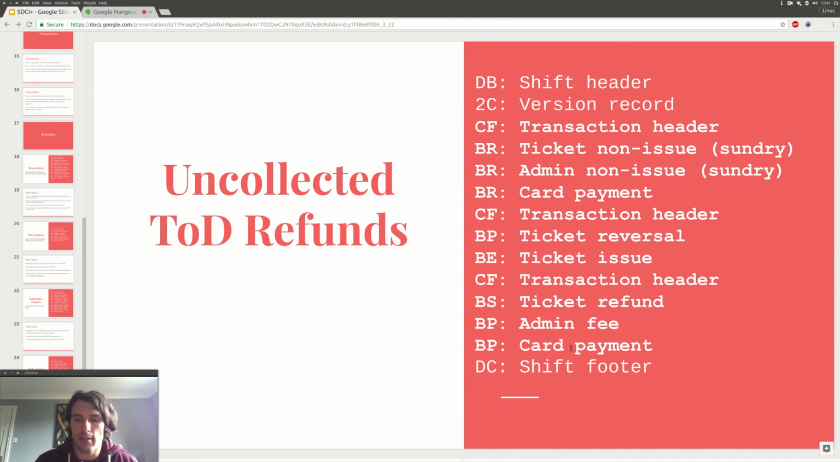So effectively all we're doing is pretending we're a TVM, we're refunding the sundries, we're issuing new tickets, and then we're refunding those tickets immediately. In my opinion, it probably should have been done as a single transaction. RSP say it's got to be 3 separate transactions.